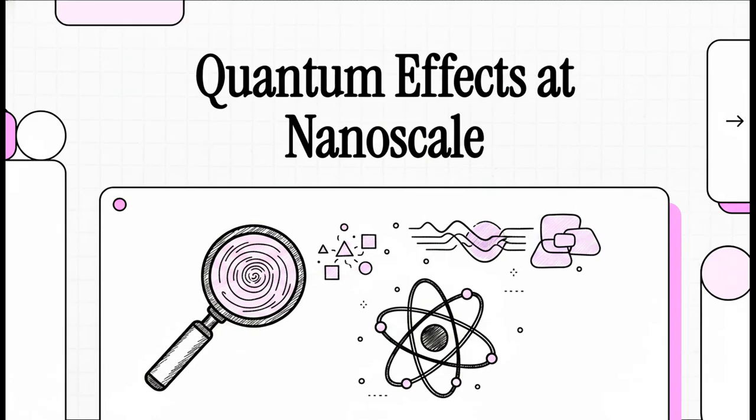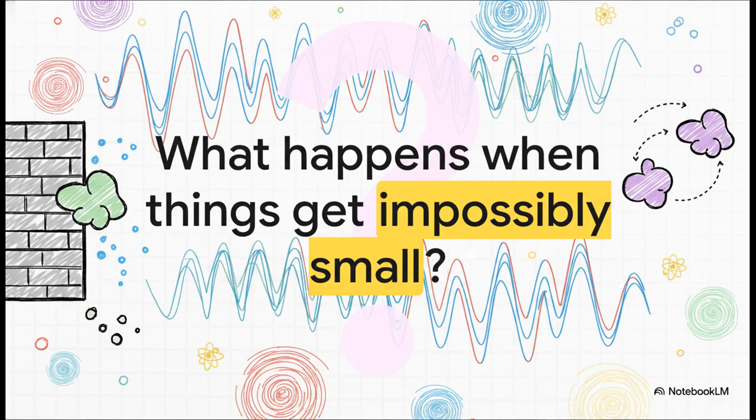Today, we're taking a serious zoom-in journey, literally diving into the nanoscale. We're going to look at what happens when the classical laws of physics, the rules that govern our everyday lives, are completely overthrown. It's a place where everything you thought you knew about the physical world basically gets turned on its head. So, I really want you to think about this. What actually happens to physics when things get impossibly small?